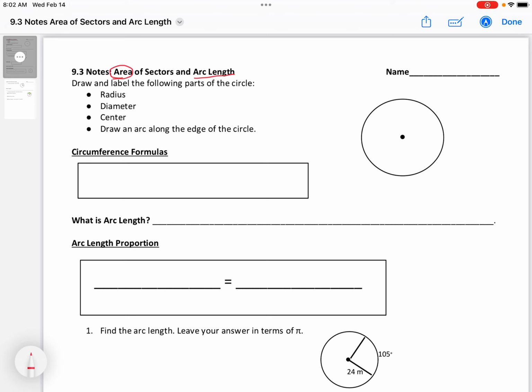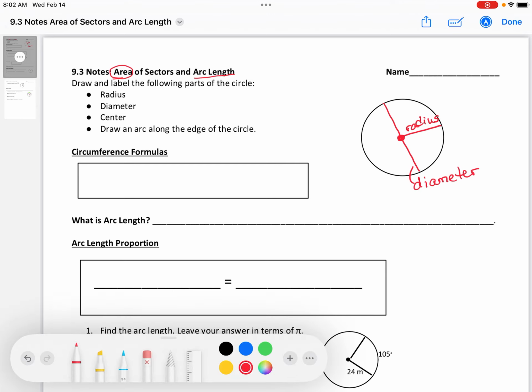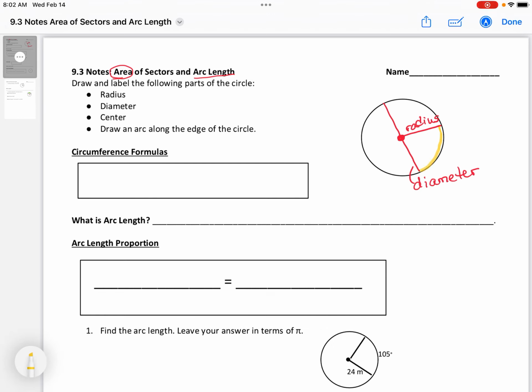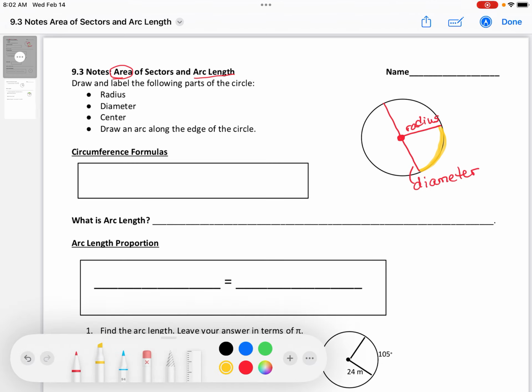So on this circle, here's a radius. Here's a diameter. Here's the center. Okay, and then an arc is going to be like this right here. Okay, so to do arcs, we need the circumference.